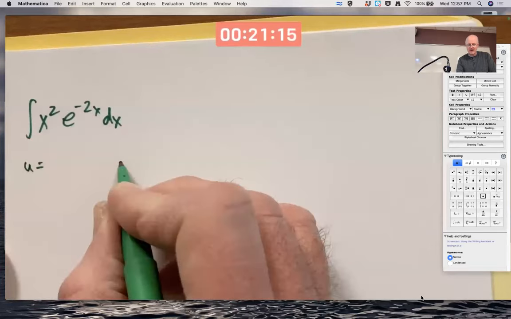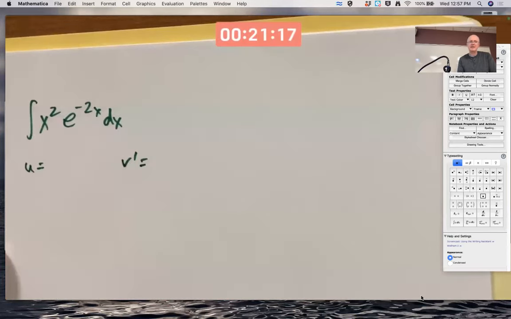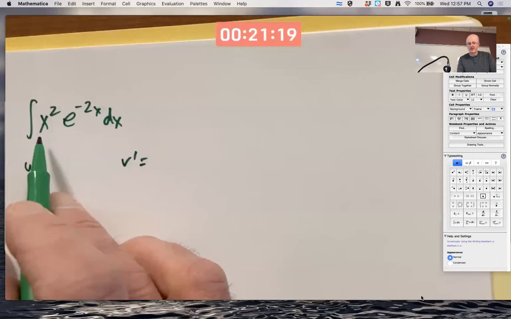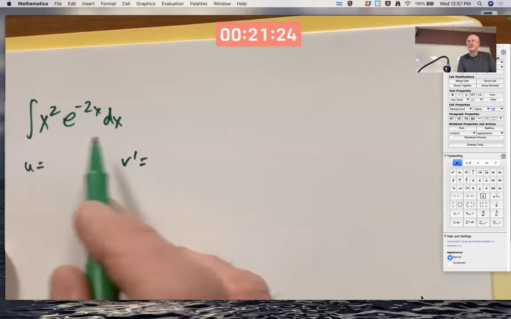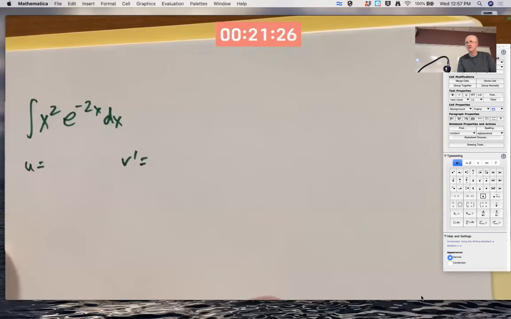You're going to have to use it twice when you have an x squared there, or maybe a constant times x squared, times e to a power, or maybe sine of something, or maybe cosine of something. Those are examples where you need to use it twice.